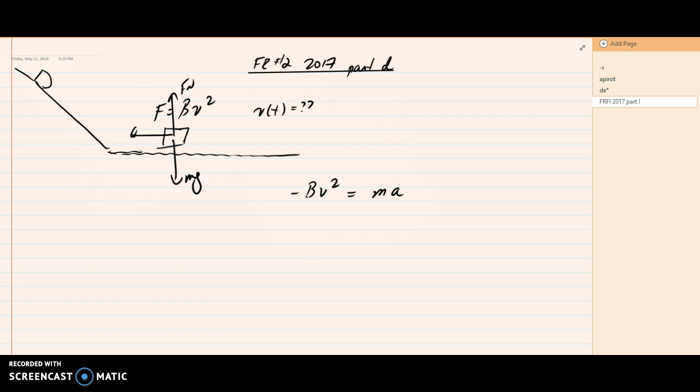Now, if you just solve for a here, you'll get a equals minus beta v squared over m. You do not get a as a function of time. The only way you can do this, Summer, is if you have an integral of a function that's already a function of time only. But what would you get if you solve for a? There's no t, so you're done for. Exactly, there's no t.